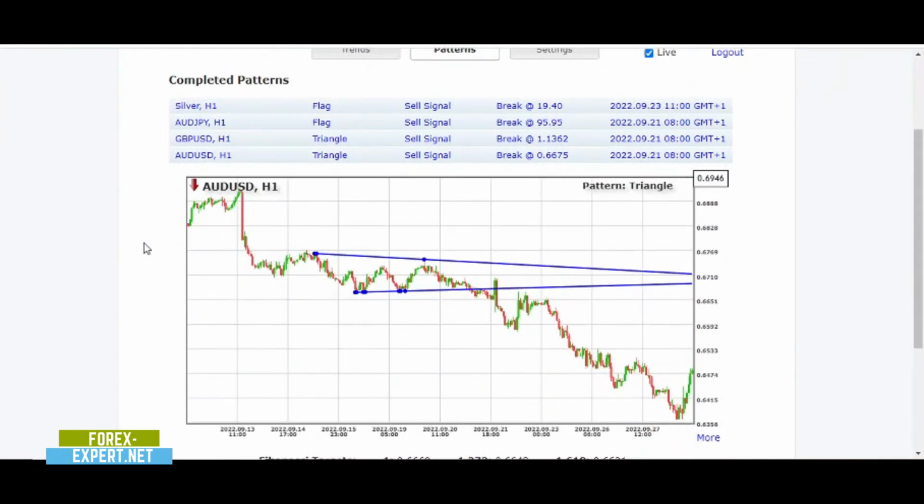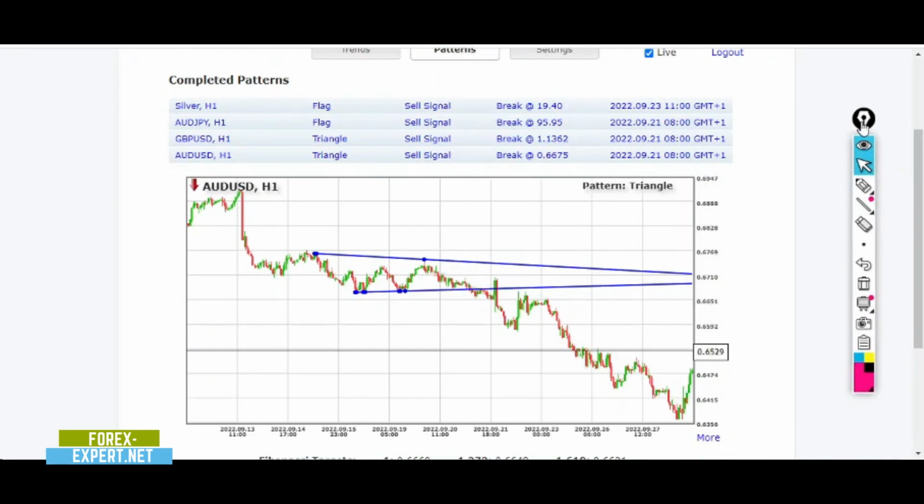So the first trade of the month, September the 21st, is Australian dollar USD. We have a triangle sell signal break at 66.75. Let me open the pen. The price action looks pretty fair to me. We got this nice bearish engulfing here, a very big red candle, and for me it's just enough to justify the quality of these bearish inputs.